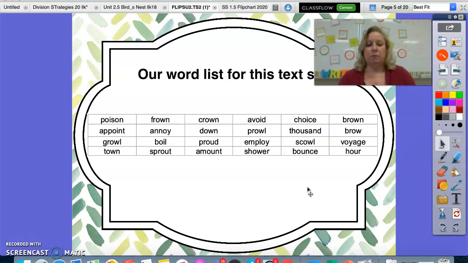Frown, crown, avoid, choice, brown, appoint, annoy, down, prowl, thousand, brow, growl, boil, proud, employ, scowl, voyage, town, sprout, amount, shower, bounce, hour.